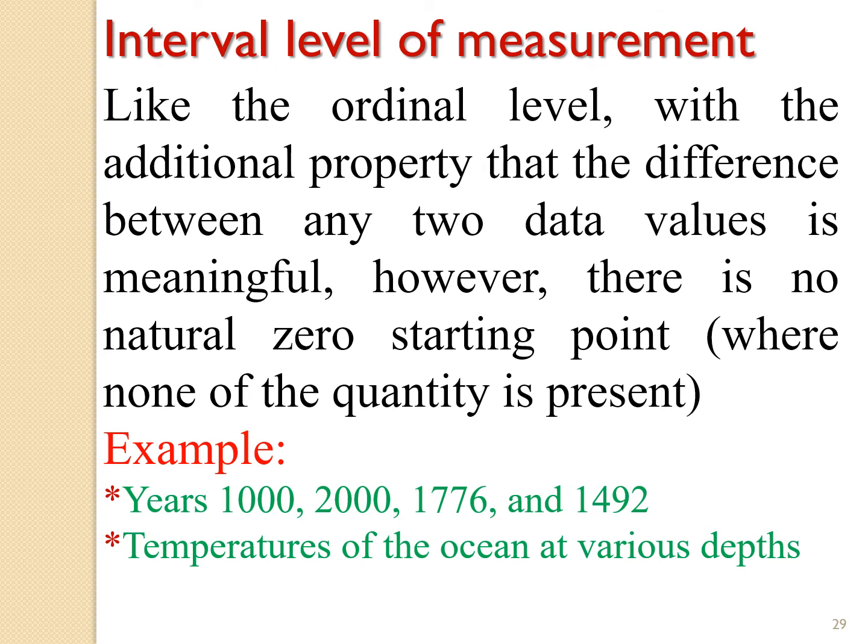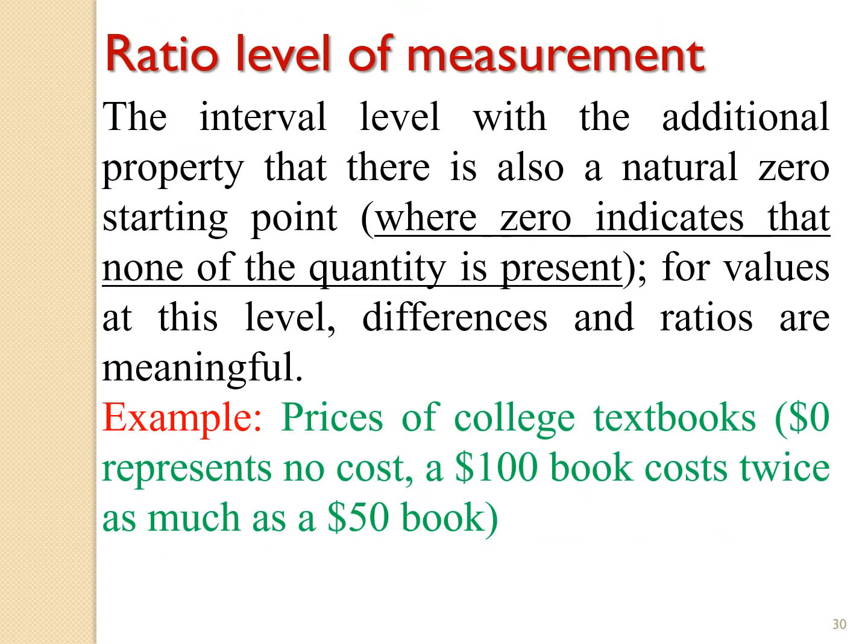And last, the final level of measurement: ratio. It is the interval level with the additional property that there is also a natural zero starting point, where zero indicates none of the quantity is present. At the same time, the difference and ratio are also meaningful. For example, the price of college textbooks. $0 means no cost, absolutely free. And a $100 book will cost twice as much as a $50 book. So in this case, the difference and ratio are also meaningful.